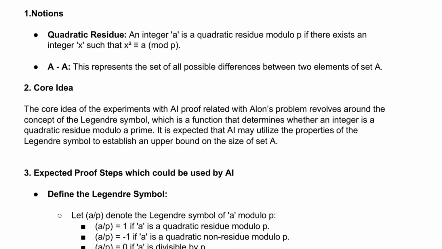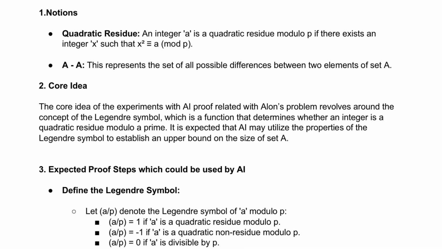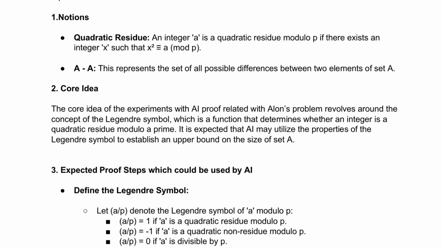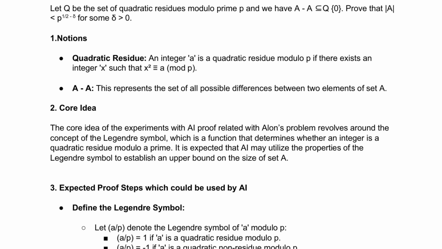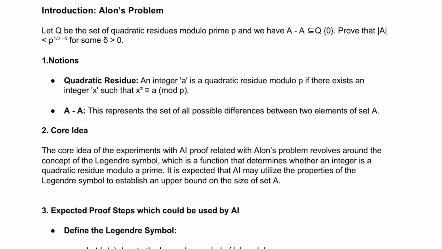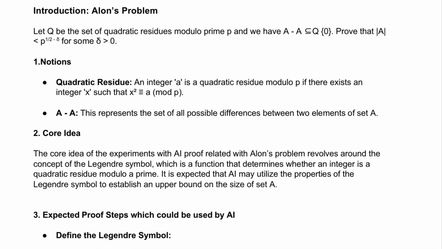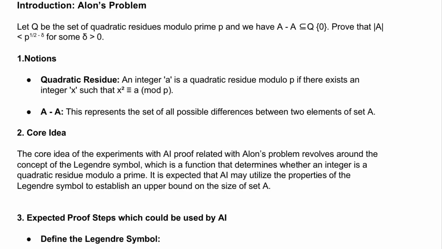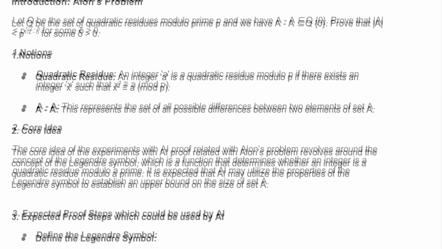Perfect analogy. Now let's bring in set A, a set of numbers. Alon's problem asks us to prove that if the difference between any two numbers in the set is always one of those quadratic residues, except for 0, of course, then set A can't be infinitely large. It has a limit. So this set has to follow these very specific rules, and because of those rules, there's a cap on how big it can get.